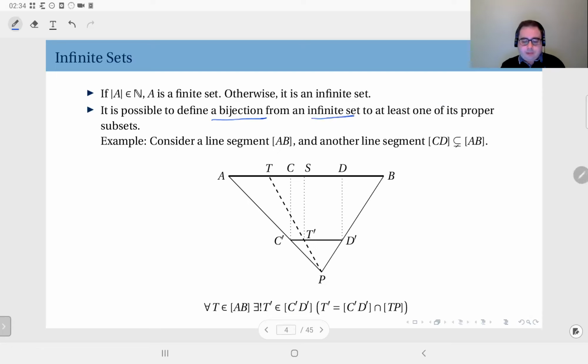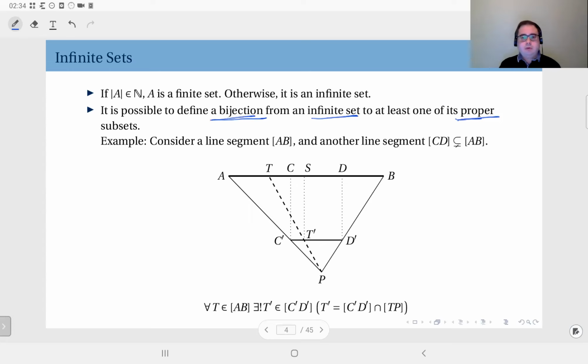You have an infinite set and you have a proper subset of it, which means it's not the same set, so definitely you are missing some elements, at least one. So they are not the same sets. Some elements are missing in the subset so that it's a proper subset. The claim is it is possible to define a bijection between the two. Now, how could this be possible? Because we know that there are some elements missing.